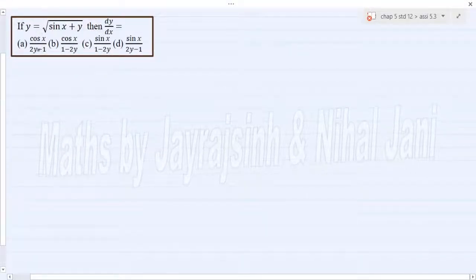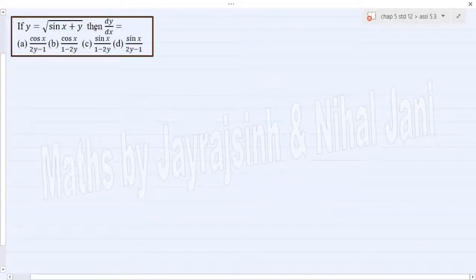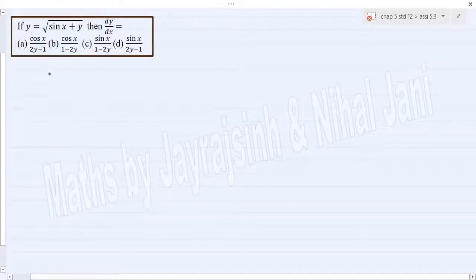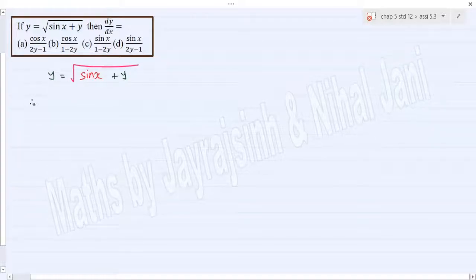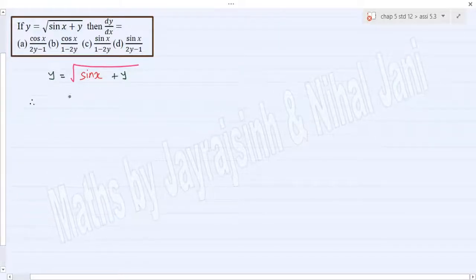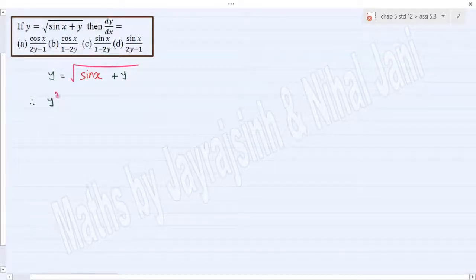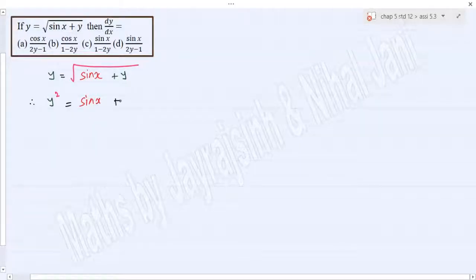In this question, we have y is equal to the square root of (sin x + y). Then we have to find out dy by dx. And for that, let's get our implicit function. First of all, we have to simplify this. And for that, let's take a square on both sides. So we'll get y² is equal to sin x + y.